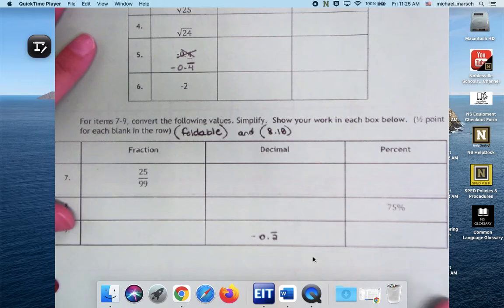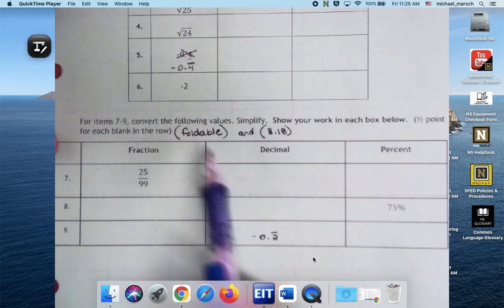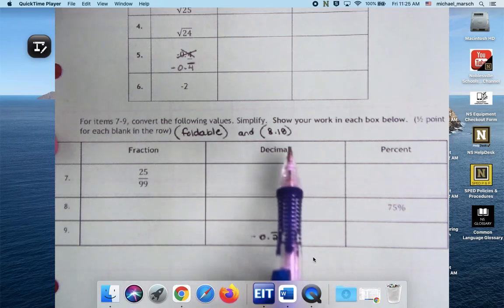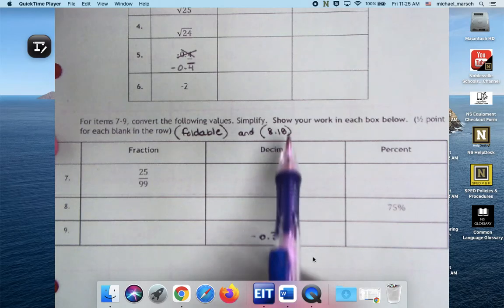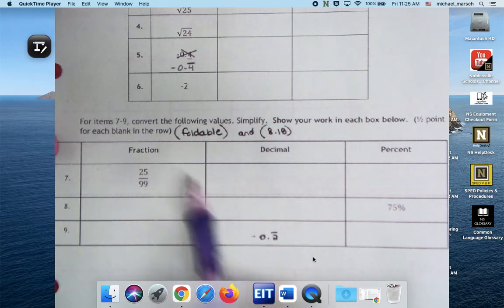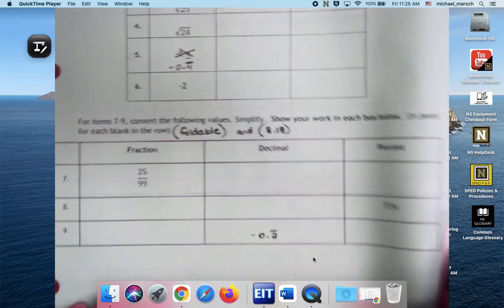Okay, for this section, you guys have a foldable on how to convert between fractions, decimals, and percents. And then on 8/18, we also talked about things with repeating decimals. Okay, so you're going to want to check into that on that date. Next page.